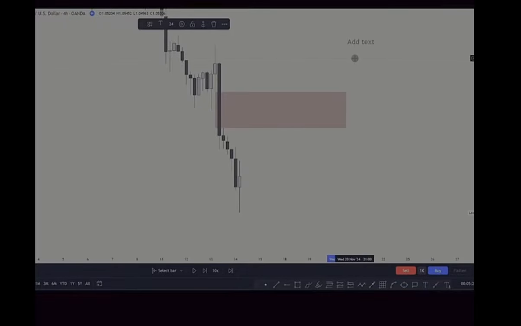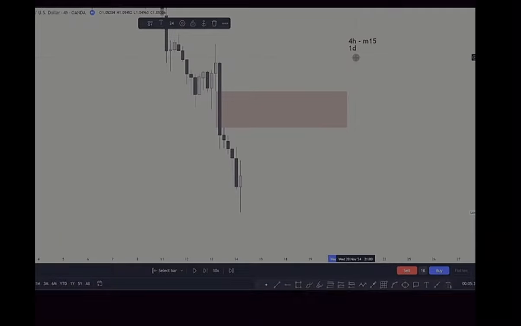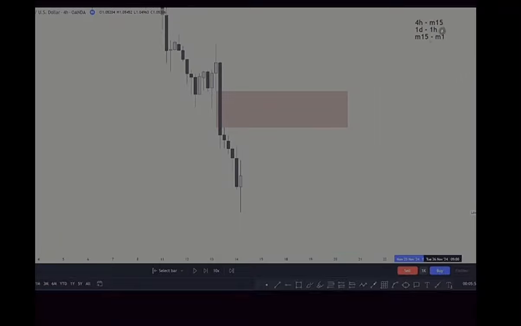Now the time frame alignment that we're going to be following for the 4-hour is 15 minutes. That is the main time frame. However, you could also look at the 1 hour, the 5 minute, and then the 30 minute. Okay, so you could take a look at those, but the main one is going to be the 4-hour. For the daily, the 1 hour. Also for the 15 minute, it's going to be the 1 minute. All right, and I always talk about those time frame alignments.